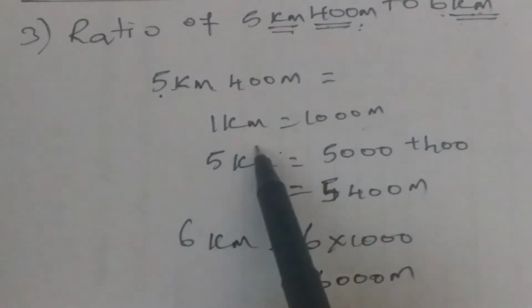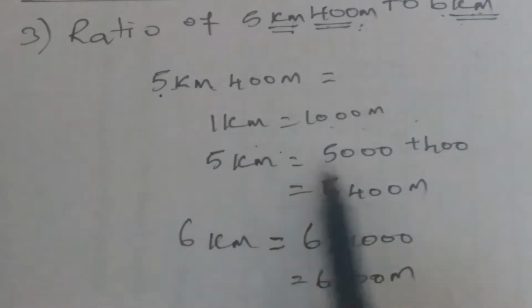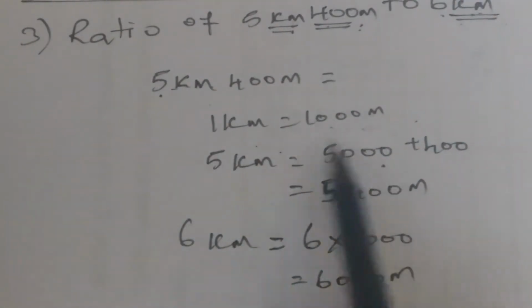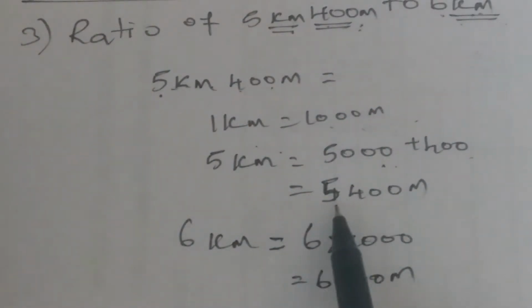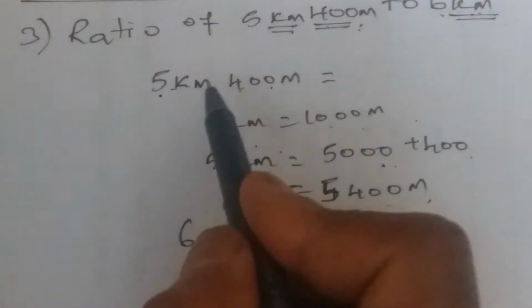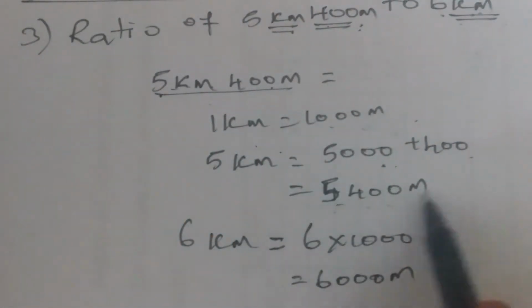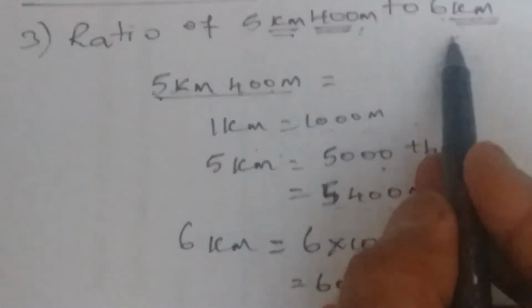5 kilometers. 1 kilometer is 1000 meters. So 5 kilometers is 5 into 1000, 5000. And we have 400 meters also again. So 5000 plus 400 becomes 5400 meters. So we have converted this into 5400 meters. Now the second one is 6 kilometers.